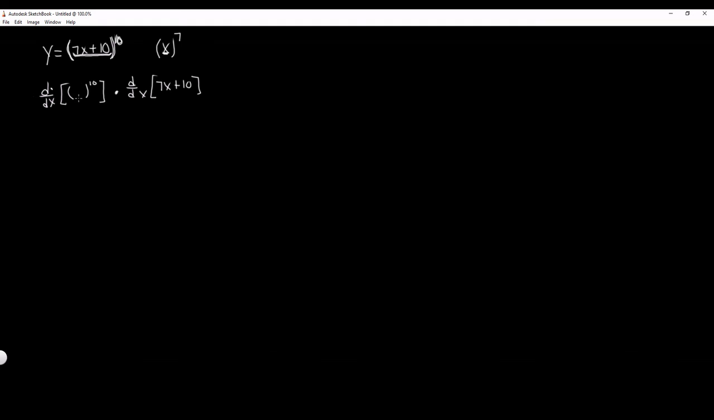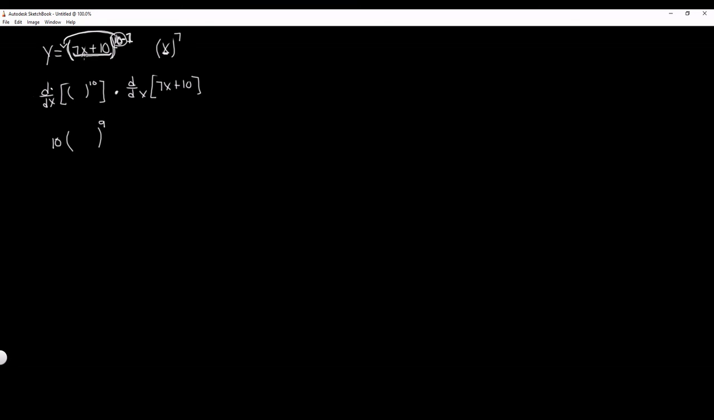So we're going to start by taking the derivative of the outside function. We're going to bring down the brackets, and to take the derivative of the outside function we're going to use the power rule, which states that we take the exponent and bring it out to the front as a coefficient, and then we subtract 1 from the exponent. So let's take 10 and bring it out to the front. We're going to subtract 1 from the exponent, so that leaves us with 9.